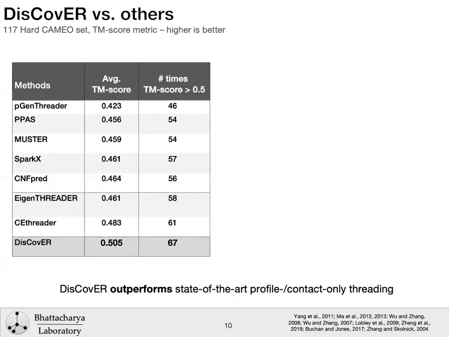As shown in the table, DisCovER is compared against profile-based threading methods such as Pigeon Threader, PPS, Muster, SparkX, CNF-RED, as well as state-of-the-art contact-assisted threading methods, including C-Threader utilizing ResPre predicted contact maps and EigenThreader utilizing DMP fold predicted contact maps. As shown in the table, DisCovER outperforms all competing methods in terms of average TM score, as well as in the number of correct folds with TM score more than 0.5.